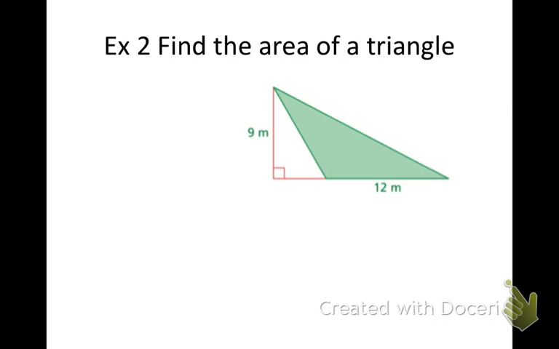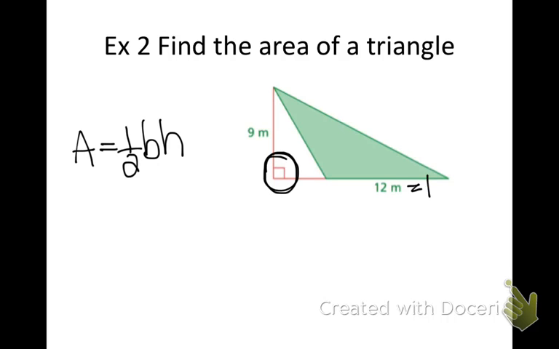Please copy example 2 down into your notebook with the picture. Again, you might need to pause the video. Then we're going to solve this. So we want to find the area of our triangle. Again, it's good practice. Write down the formula, area equals 1/2 base times height. I look to find my base and my height by where my right angle is. Here's my right angle. Therefore, the bottom is usually the base, and then the other one's the height.